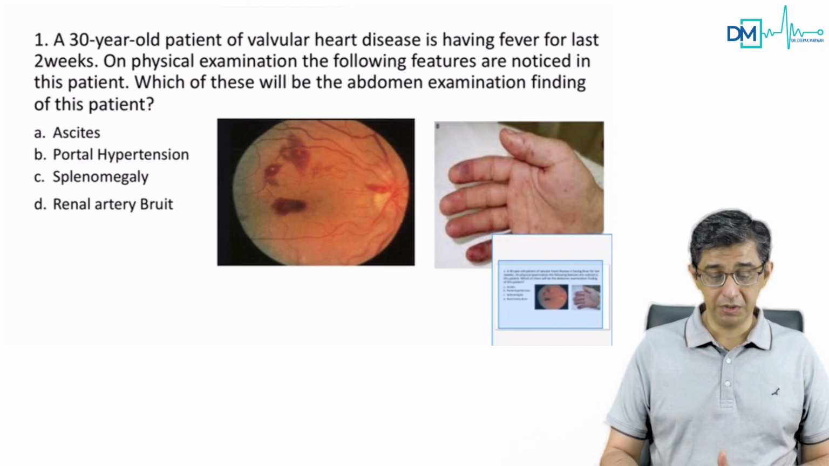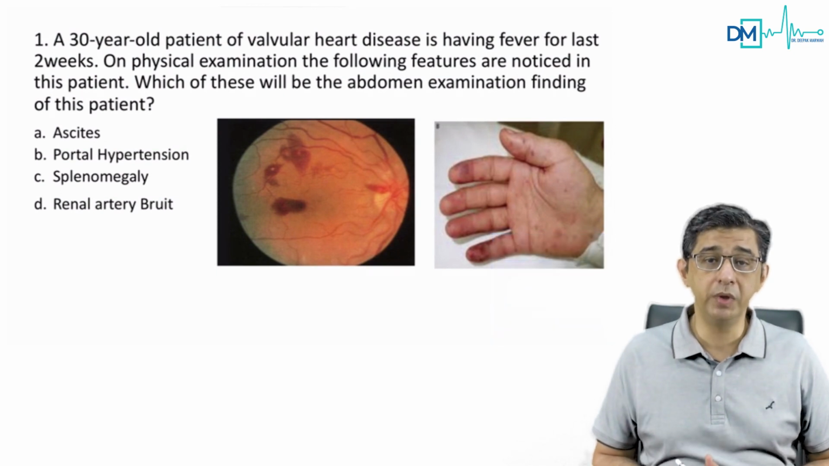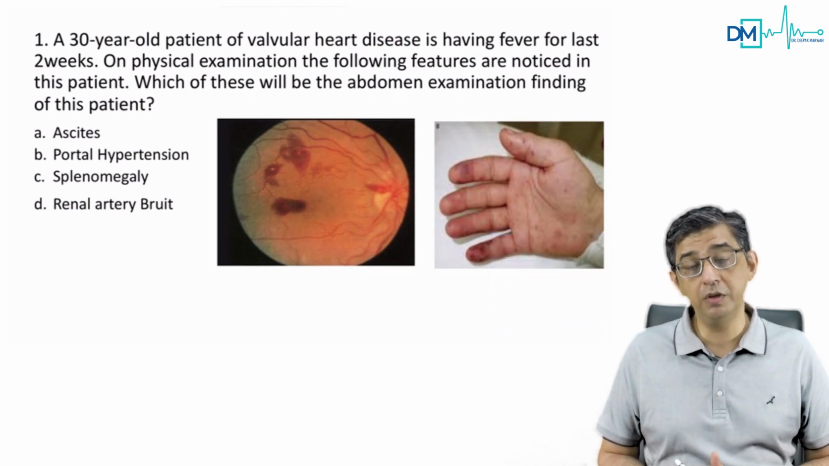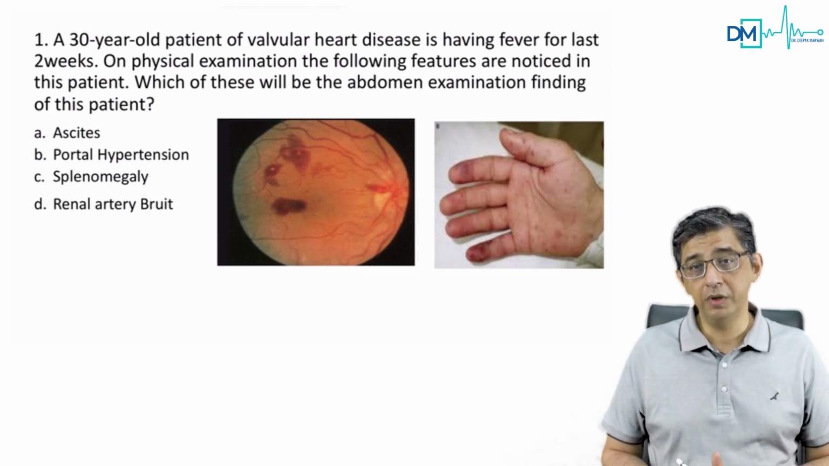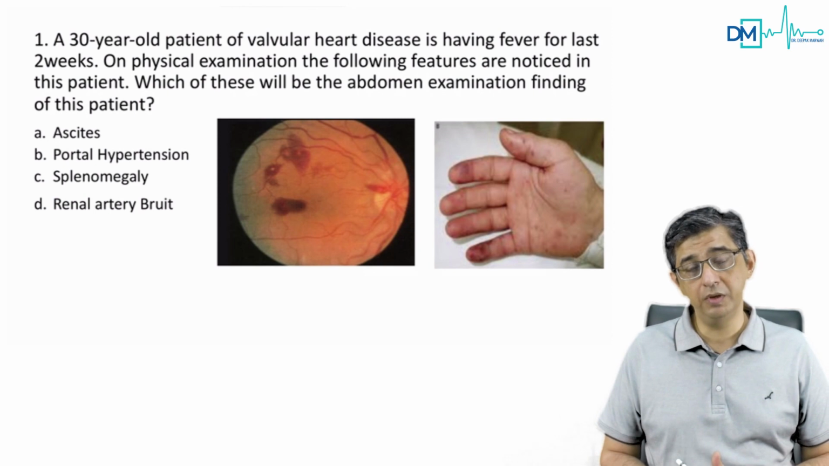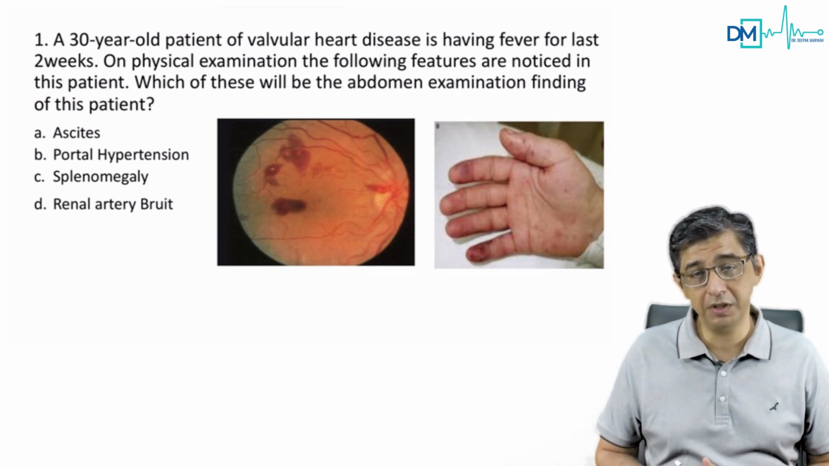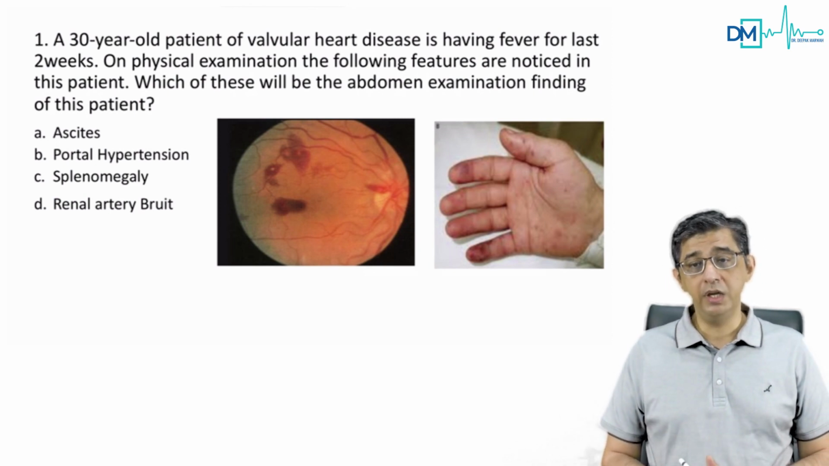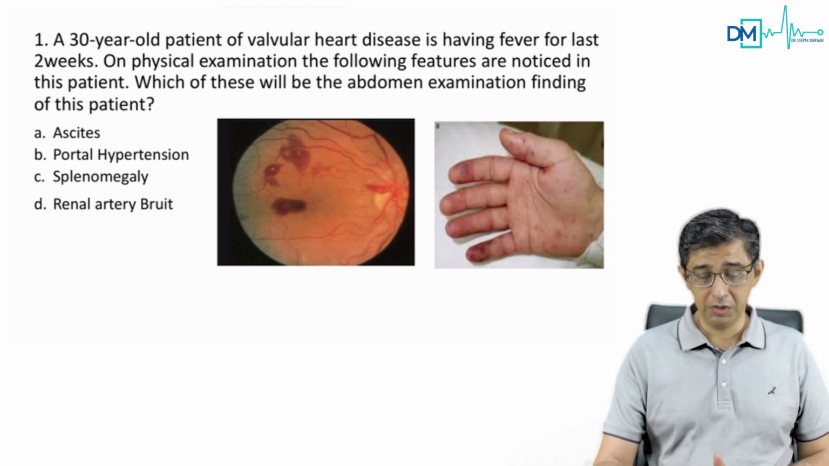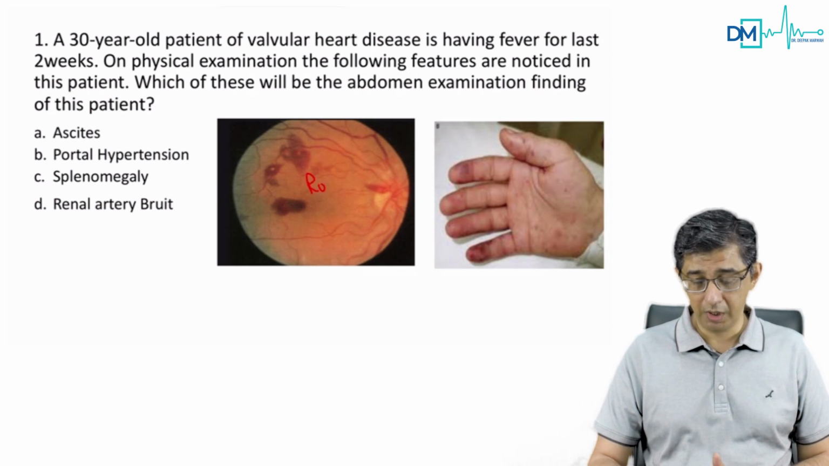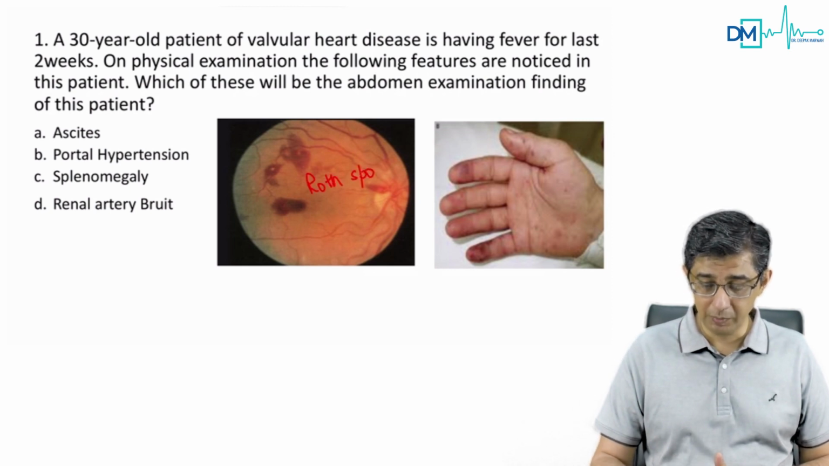Starting with the very first question, he has talked about a 30-year-old chap with valvular heart disease who has had fever for the last 2 weeks. Please appreciate the fact that if you ever read the statement valvular heart disease, fever, you are always going to think in terms of infective endocarditis. Then he has given some examination findings in this patient, which are very characteristic: Roth spots, and you can also notice Janeway lesions on the palms.